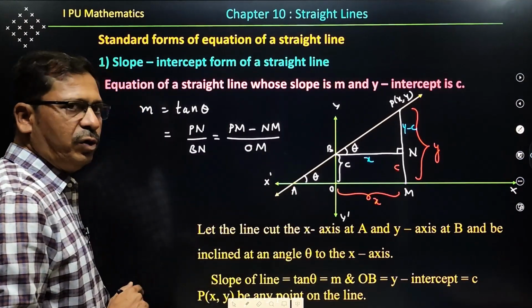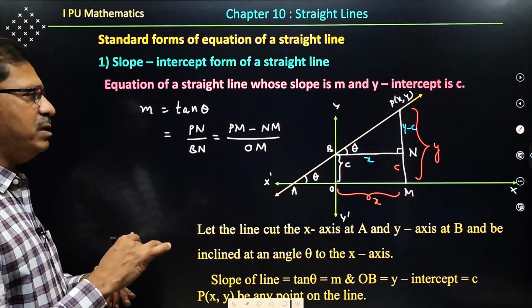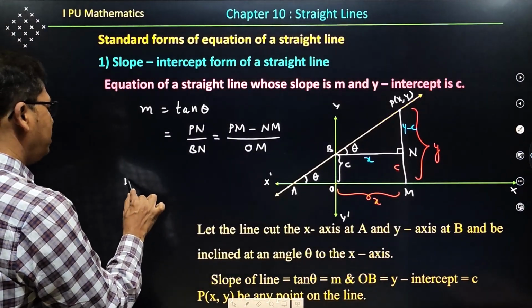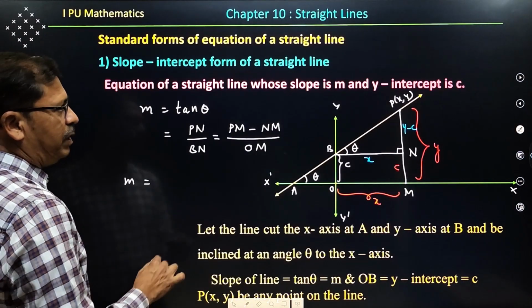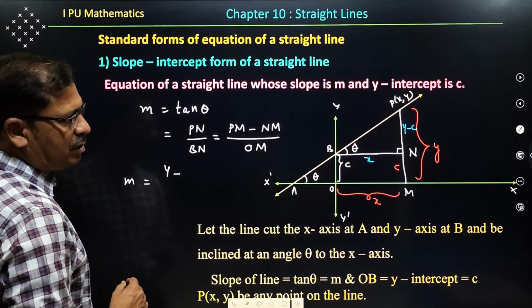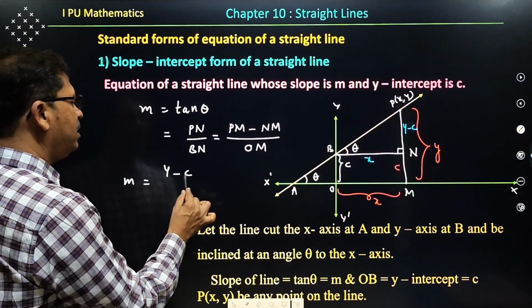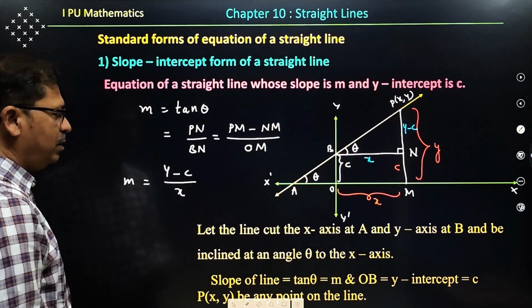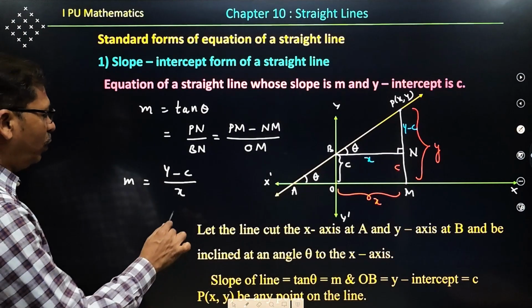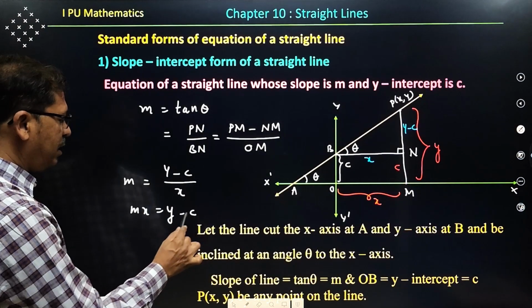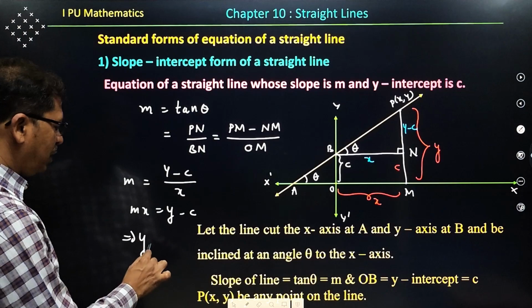Bn can be replaced by Om. Or you may keep Bn as it is and then replace it by X further. So simplify this. This is M here on the left side. Pm is nothing but Y. Nm is nothing but Cy minus C, divided by Om, which is nothing but what here? X here. Okay. Cross multiply. What are you getting here? Mx is equal to Y minus C. So this implies Y is equal to what here?